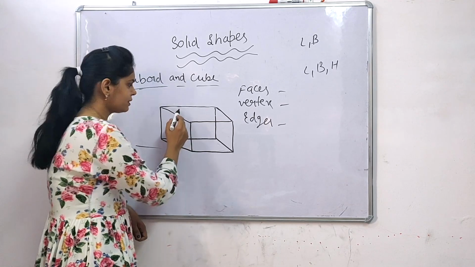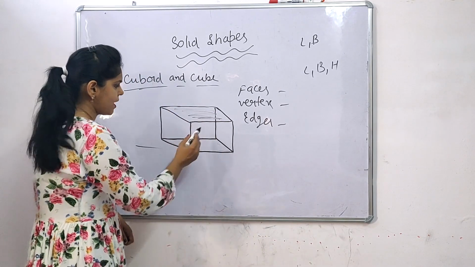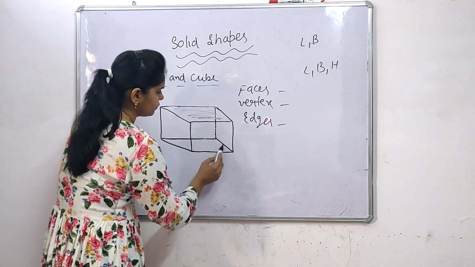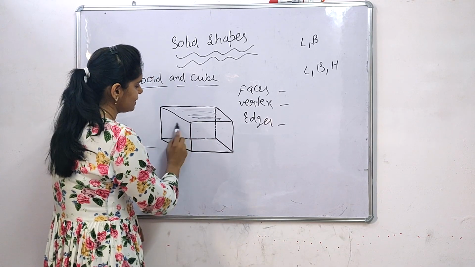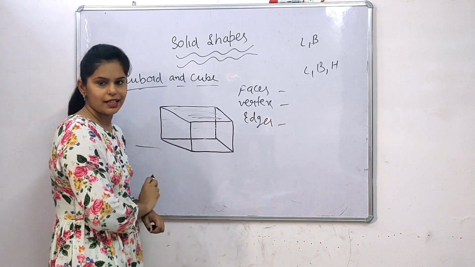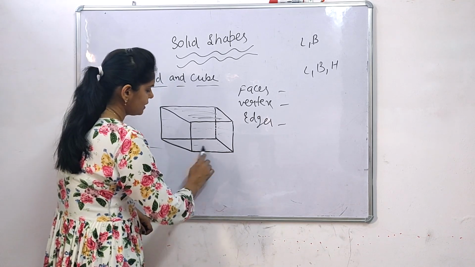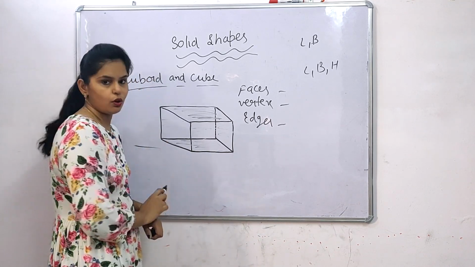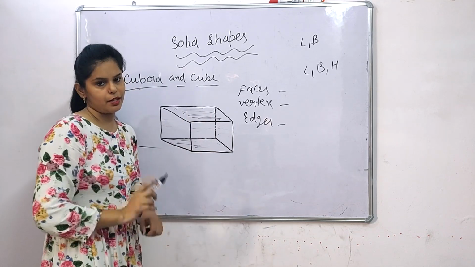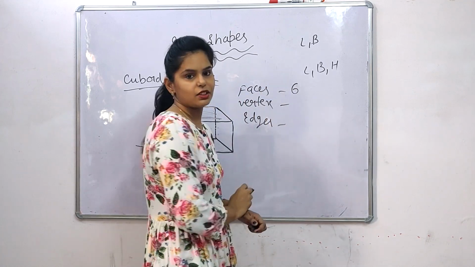Faces means these ones. How many faces are there in cuboid? One this front and one at back, 2, and one is at left side, one is at right side, 4, and one is below and one is at upper. So 6 faces are there.